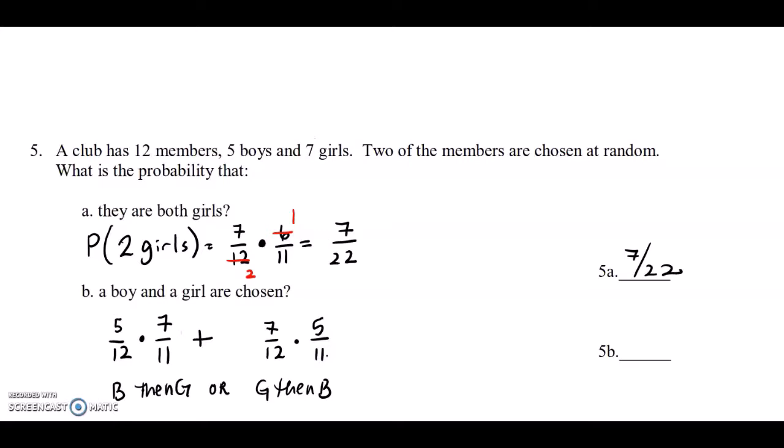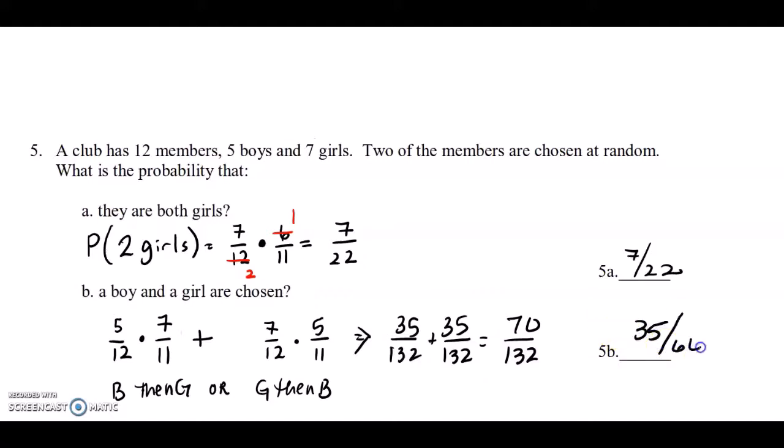So we have to add these together. 35 over 132 plus 35 over 132 is going to give me 70 over 132, and I can reduce. So that's 35 over 66.